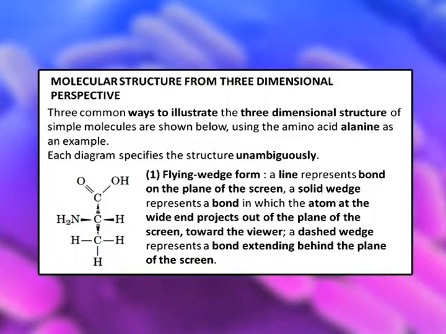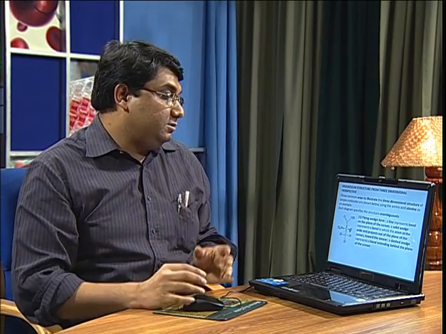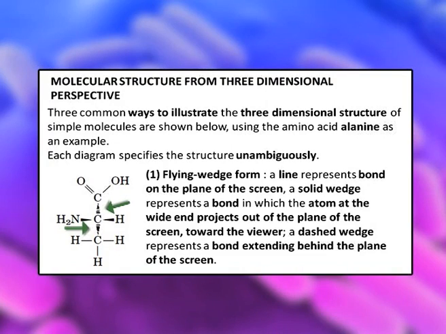On the other hand, these solid wedges represent bonds in which the atoms at the wide end of the wedge project out of the plane of the screen towards the viewer, and these dashed wedges represent bonds extending behind the plane of the screen.